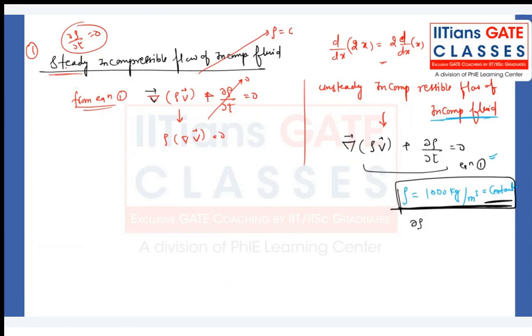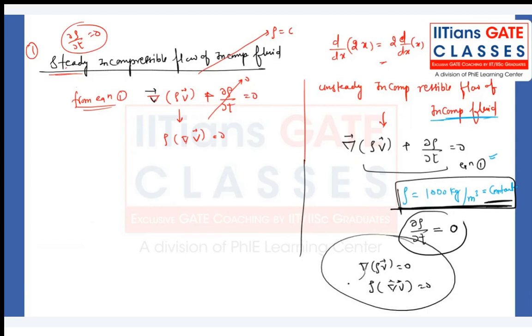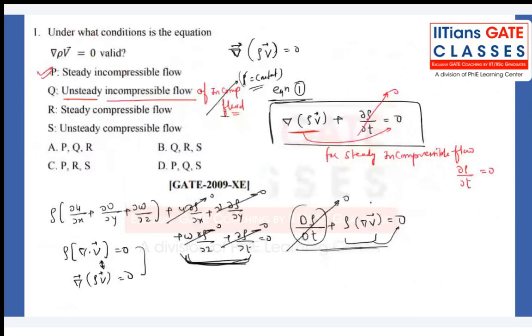Dou rho by dou t automatically has to be 0. No need to enforce the condition of steady or unsteadiness. So you still have the final equation the same. Rho, if you take it outside, still that is 0. Both are same or not? So now you tell me, this del dot rho V equal to 0 is valid for both steady incompressible and unsteady incompressible. Getting my point or not?